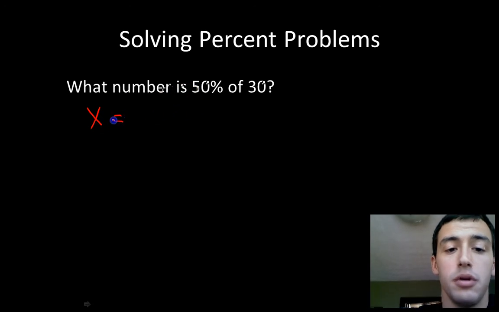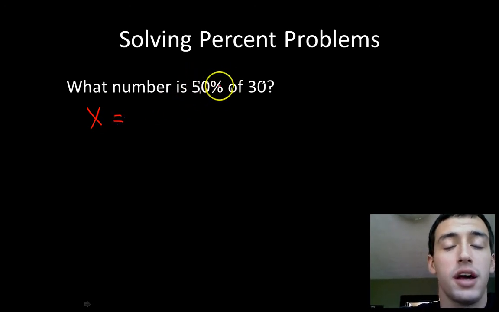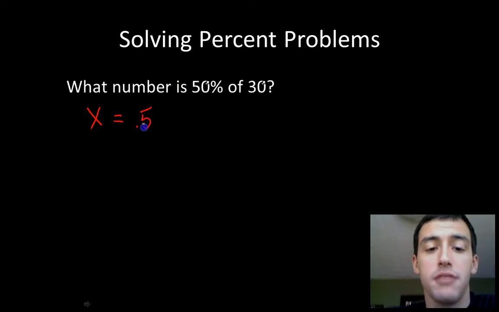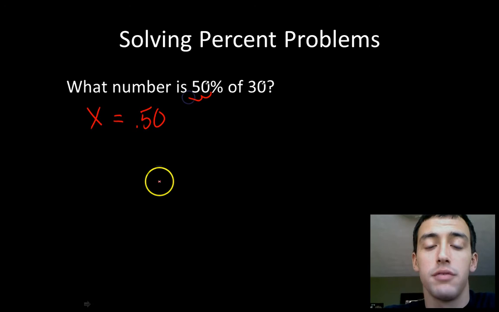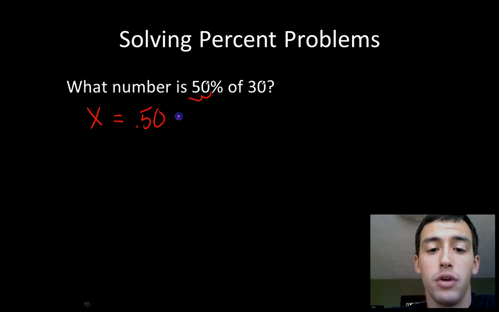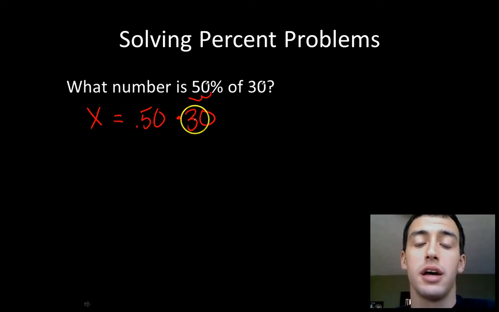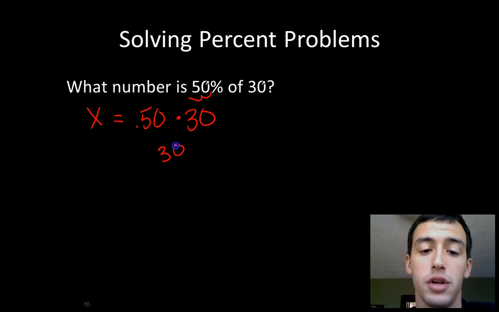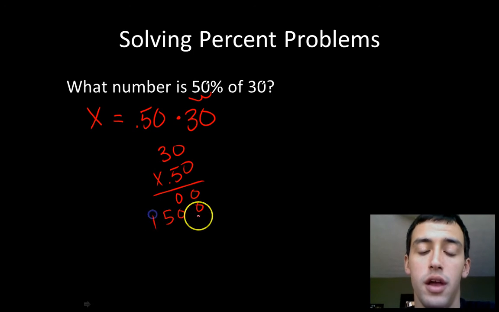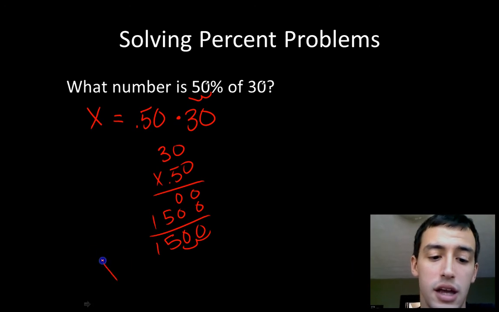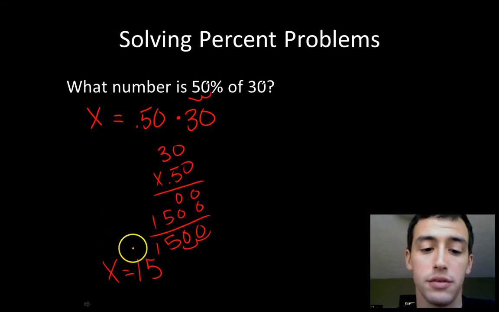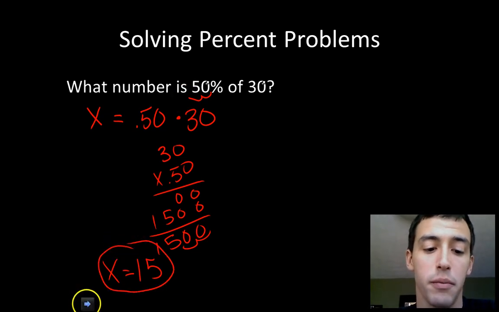Is means equal. 50%, we cannot use a percentage, so we go 0.50. Move that decimal over twice, convert it to a decimal. Of means to multiply, and 30. So x is equal to 0.50 times 30. To solve for x, we go 30 times 0.50, and when we multiply, you can see here, move the decimal over twice, and x is equal to 15. That makes sense. Half of 30 is 15. So we're done there.